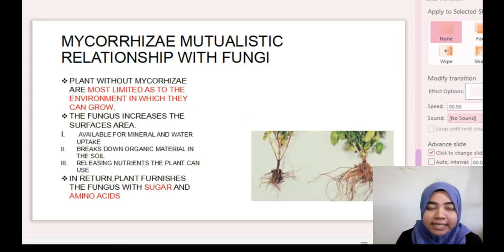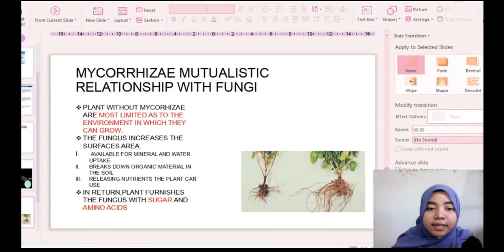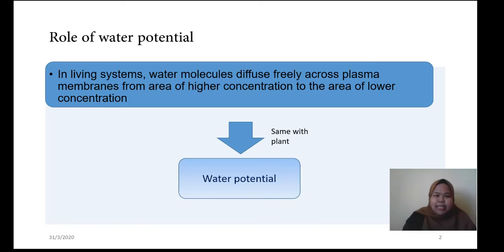We go to the next, which is mycorrhizae, a mutualistic relationship with fungi. Plants without mycorrhizae are more limited as to the environments in which they can grow. As you can see, the small one and the bigger one is the plant with mycorrhizae, which can form a mutualistic relationship with fungi. The fungus will increase the surface area for available mineral and water uptake, break down organic material in the soil, and release nutrients the plant can use. And in return, the plant will furnish the fungus with sugars.